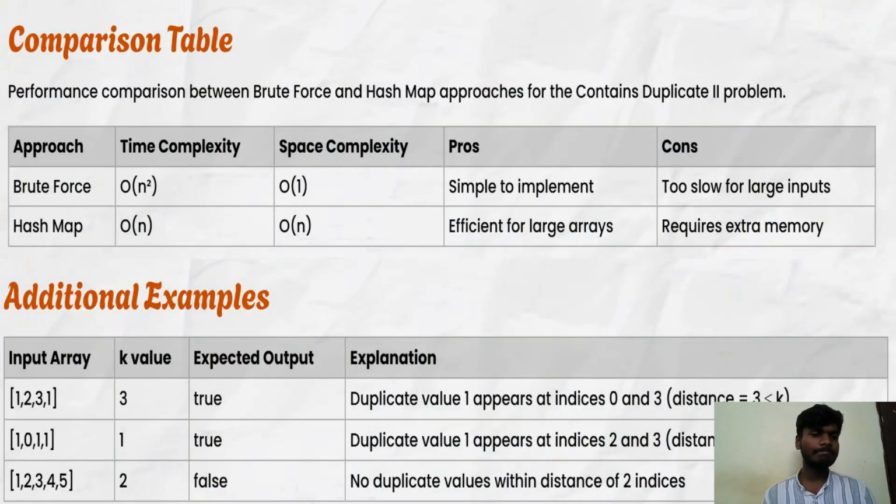These are the additional examples. Once you dry run them, you will understand the Contains Duplicate problem. Now I conclude that the brute force approach helps us understand the problem, but it is not practical for large input sizes. The optimal hash map approach is efficient, scalable, and preferred in real world applications.